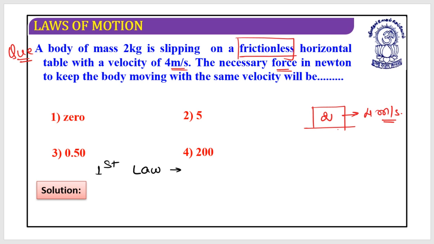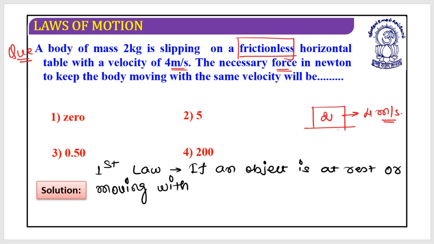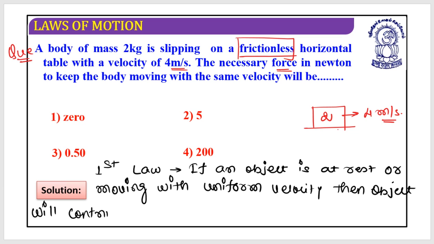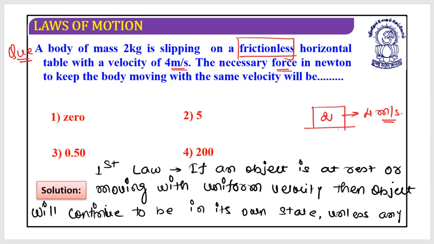Newton's first law says that if an object is at rest or moving with uniform velocity, then the object will continue to be in its own state unless any external force is acting on that.